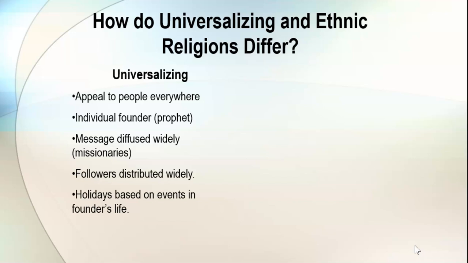It usually has an individual founder, a prophet oftentimes. The message is diffused widely. You have people who are actively spreading the message of the religion. The followers are distributed everywhere around the world. And you're going to do this in class. You're going to map some religions and see how that works. And then you'll decide whether they are universalizing or they are ethnic, right?